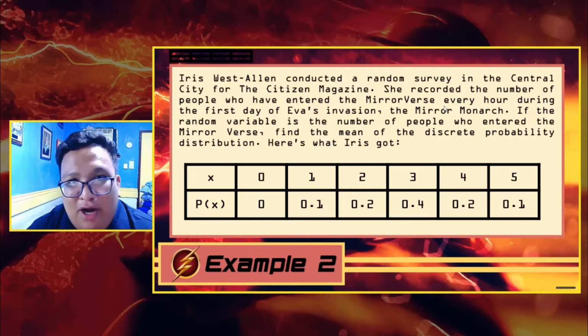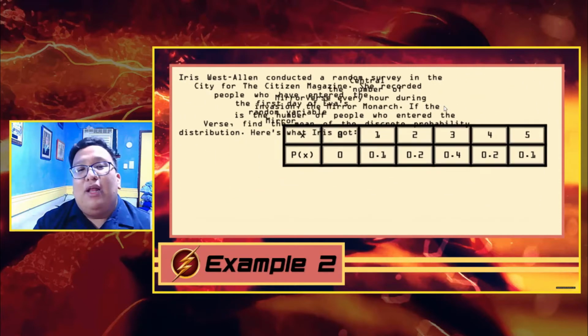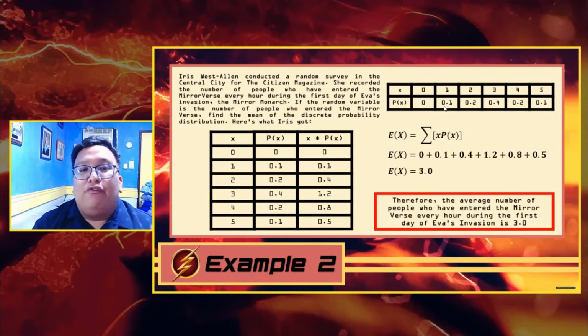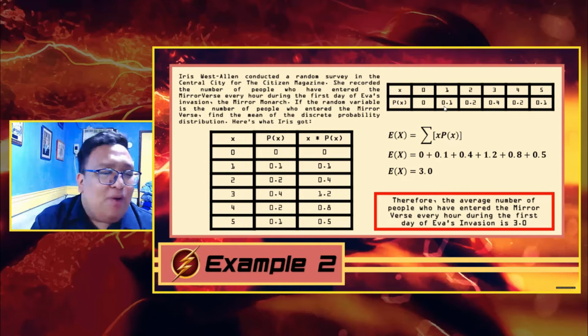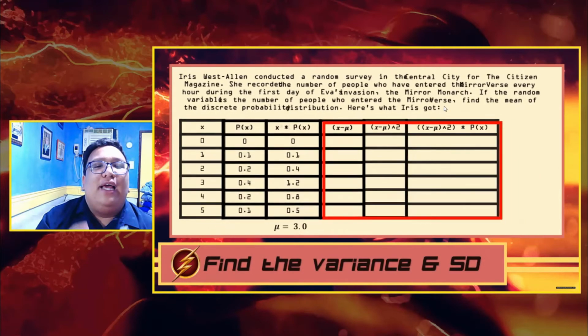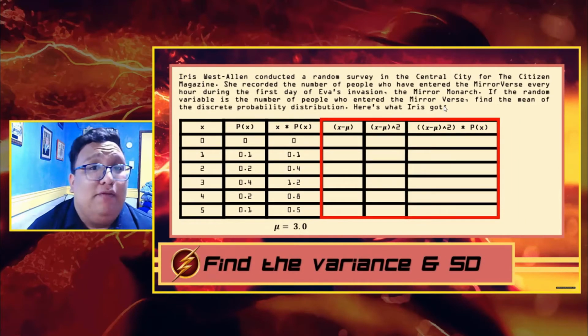the Mirror Monarch. So, last time in our previous video, we've computed for the mean, and we found out that the average number of people who have entered the MirrorVerse every hour during the first day of Eva's invasion is 3.0. If you want to go back to that problem, you can go back to our previous video about this. Alright, so this time, we're going to look for the variance and the standard deviation.